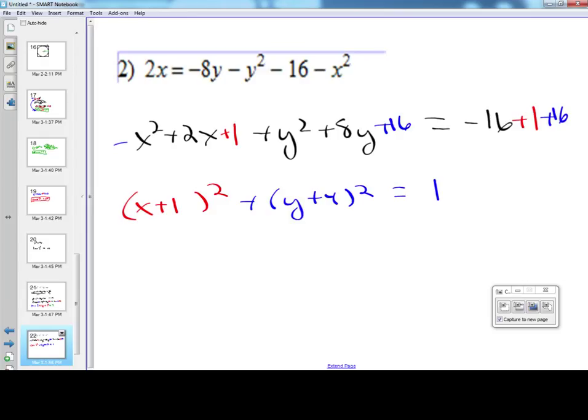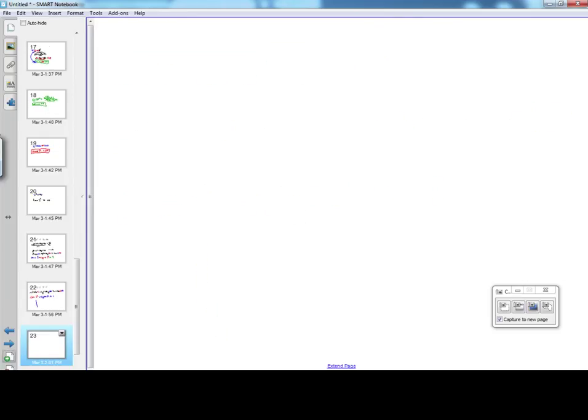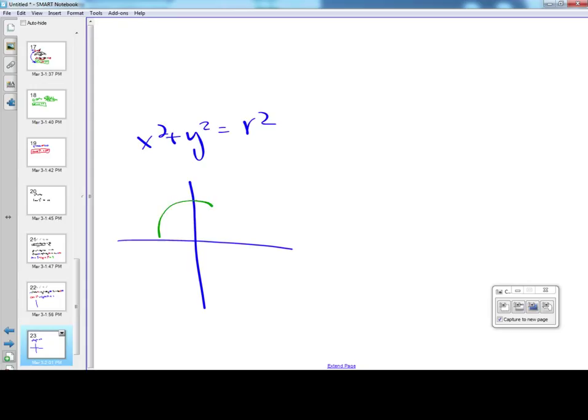And this should hopefully make sense to you. If what we're looking at here is a circle, I want to show you a circle in its basic form. It would be x squared plus y squared equals the radius squared, right? And it would look like this. Okay? Everyone cool with that?